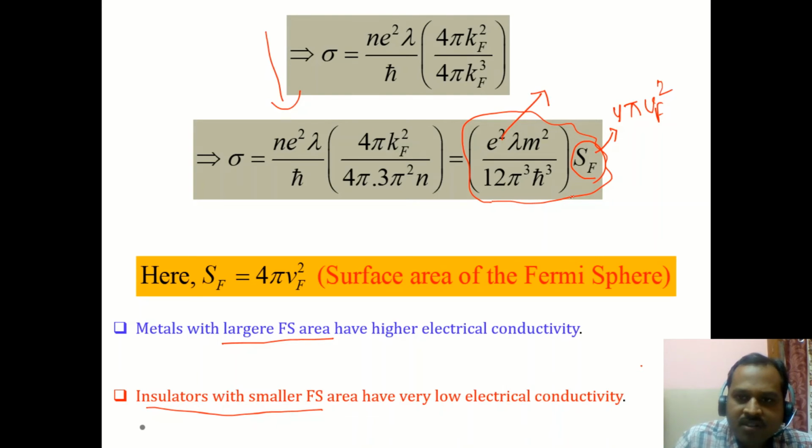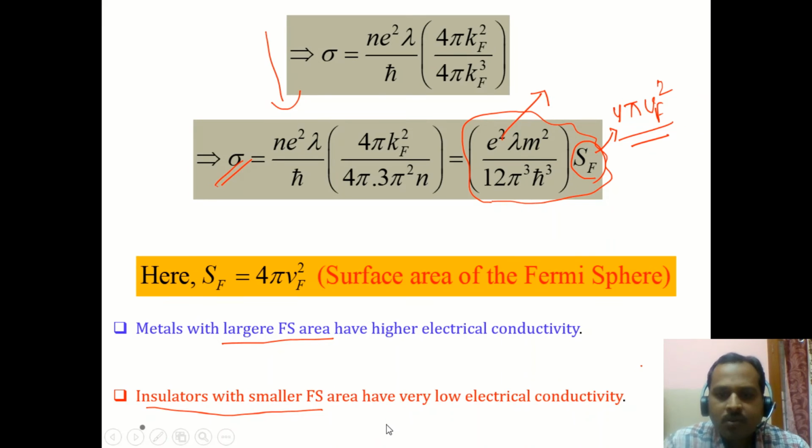What is important is the final result. We can write the electrical conductivity as some constant times the surface area of the Fermi sphere, which is 4 pi kf square. And for the metals, this surface area is more. Experimentally it can be verified, whereas for the insulators this surface area of the Fermi sphere is smaller. That's why the insulators show low electrical conductivity and the metals have higher electrical conductivity.